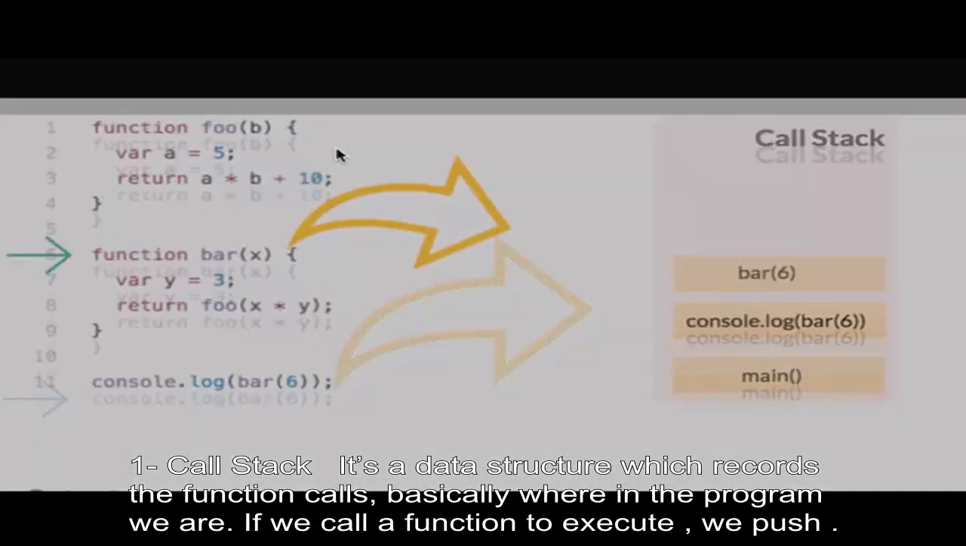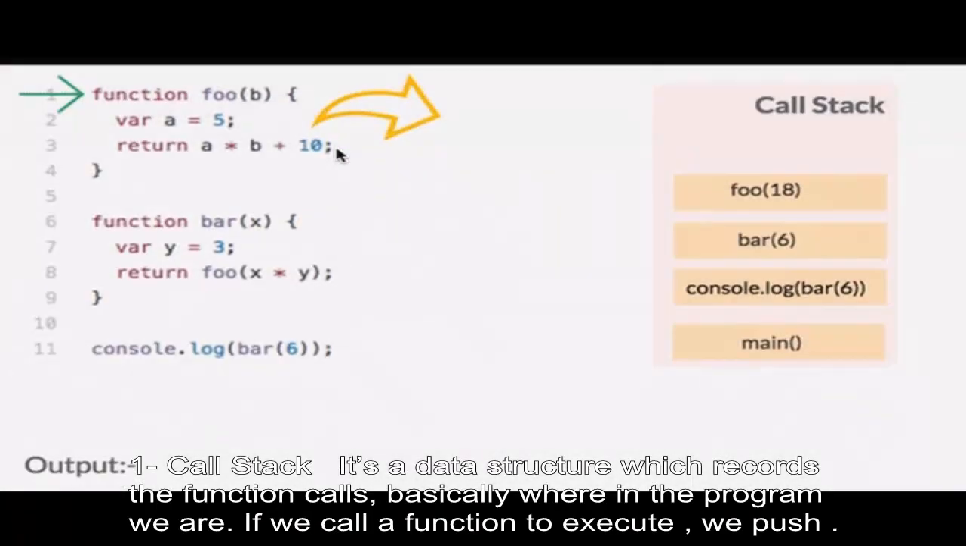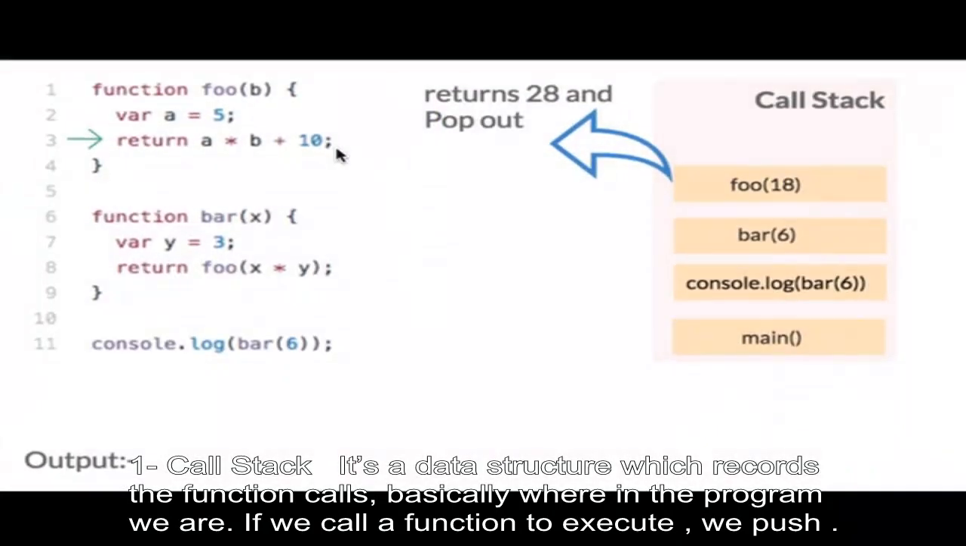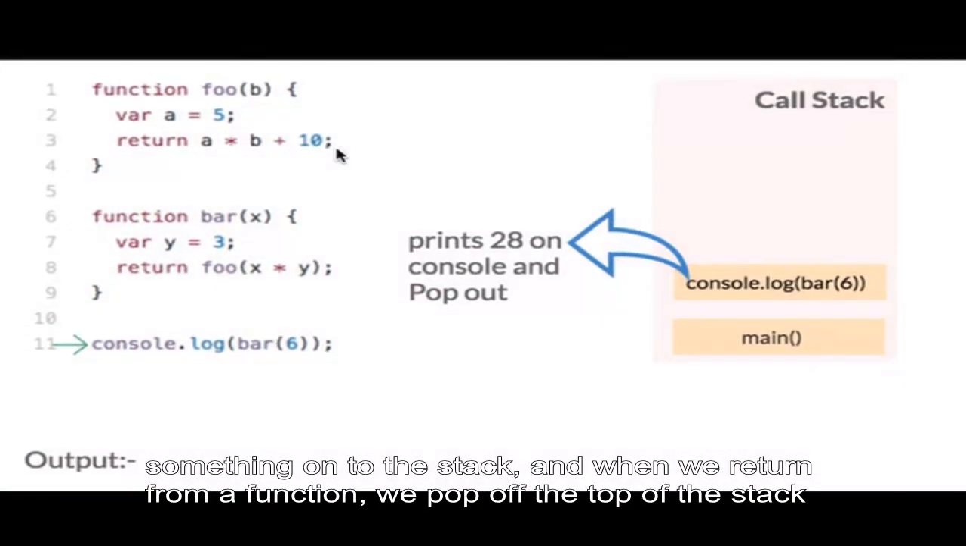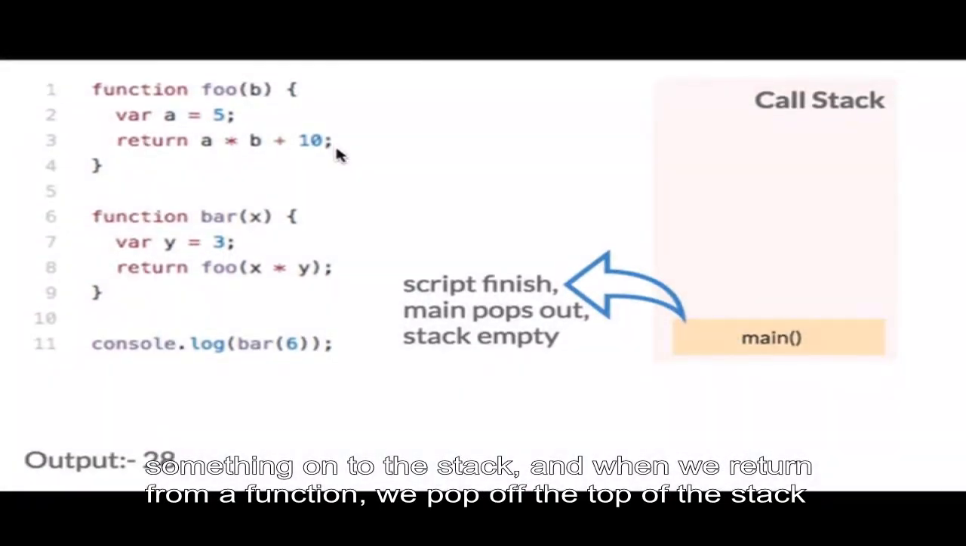One, call stack: it's a data structure which records the function calls, basically where in the program we are. If we call a function to execute, we push something onto the stack, and when we return from a function, we pop off the top of the stack.